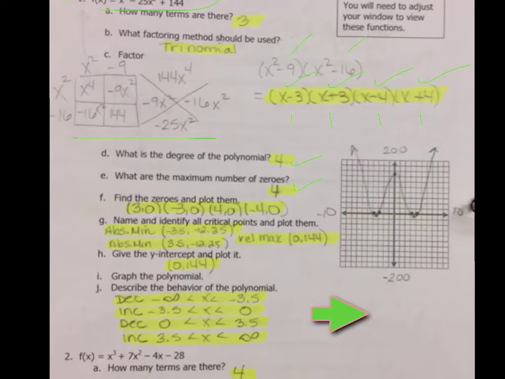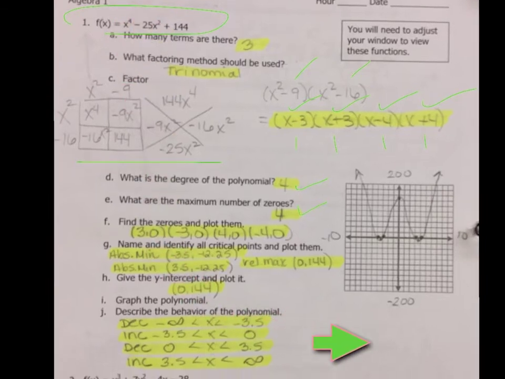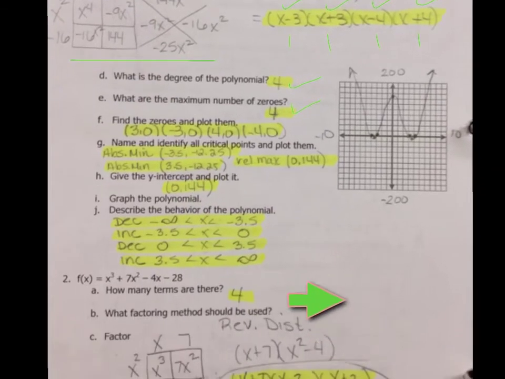The y-intercept would be (0, 144). I also know that because of standard form up here. That is my y-intercept. And now I just need to describe the behavior. Okay, so the function is decreasing between negative infinity and negative 3.5, then increases from negative 3.5 to 0, decreases between 0 and positive 3.5, and increases from 3.5 to positive infinity.